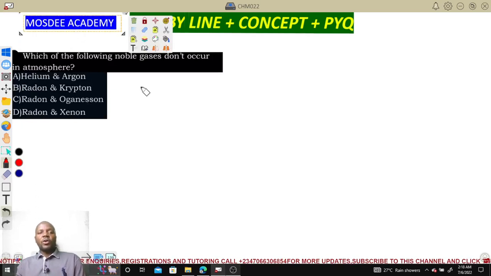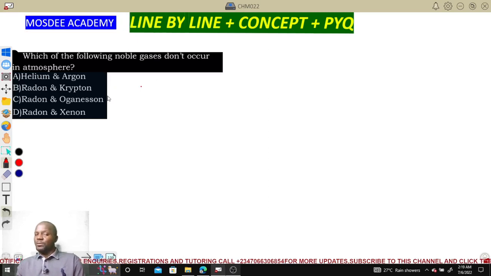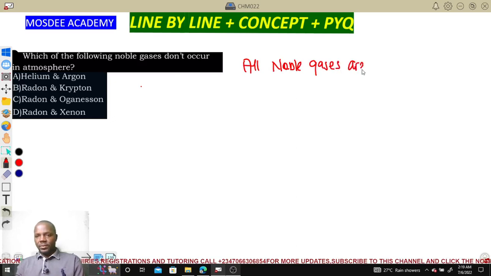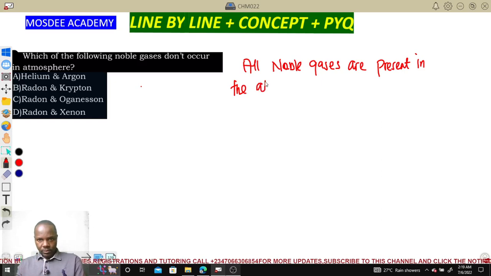The next question says, which of the following noble gases don't occur in the atmosphere? I told you it's very simple to know that helium and argon are present in the atmosphere. Most of them are present in the atmosphere. Almost all noble gases, you can write all noble gases are present in the atmosphere, except the last two members, which is what?